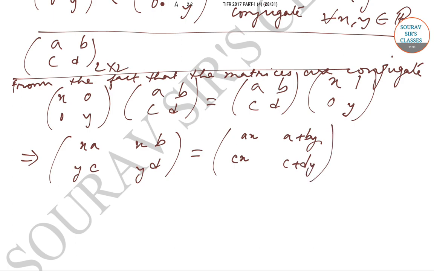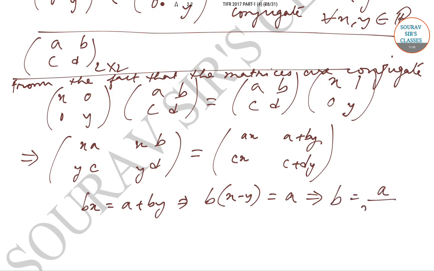Now we equate both the sides, and when we equate, we can derive the following conditions: bx is equal to a plus by. This implies b into x minus y is equal to a. Now x is not equal to y, so x minus y is not equal to 0, so we can definitely take x minus y to the other side, so we write b is equal to a divided by x minus y.